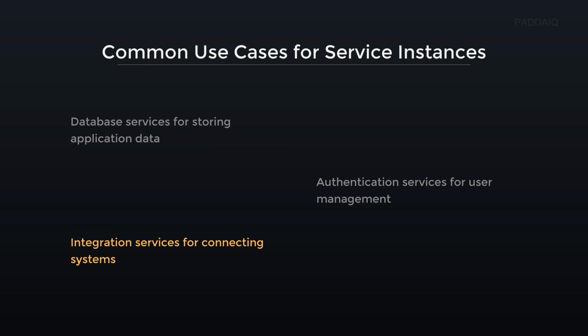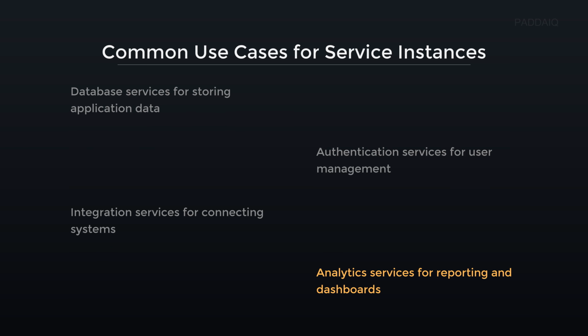Integration services for connecting systems. This means using BTP to securely link different applications and data sources. For example, connecting your SAP S/4HANA system to a third-party CRM to sync customer data automatically. This seamless connectivity ensures your business processes run smoothly across all platforms.